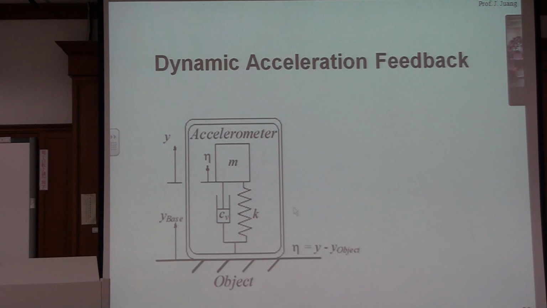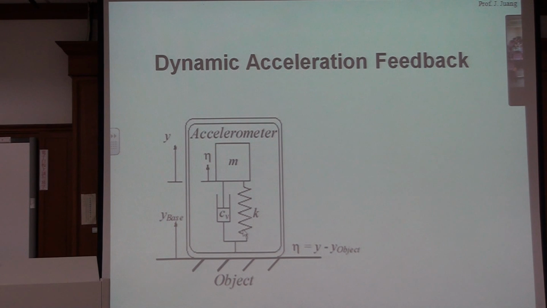So the TMD is really used in a lot of different things. Even the accelerometer device is nothing but a TMD. Of course, this M is small, K is small, CV is small, so that they will not affect your system when attached to it. Small.